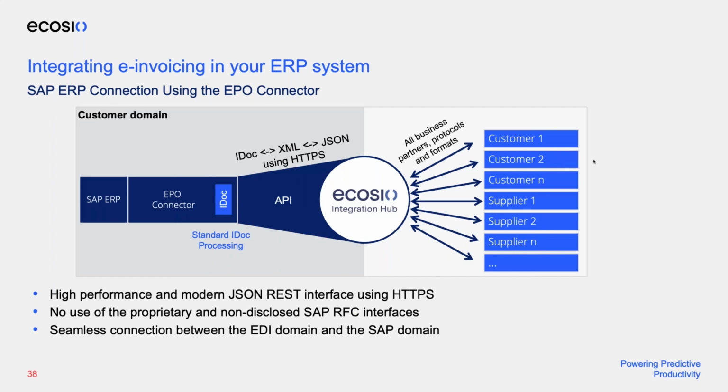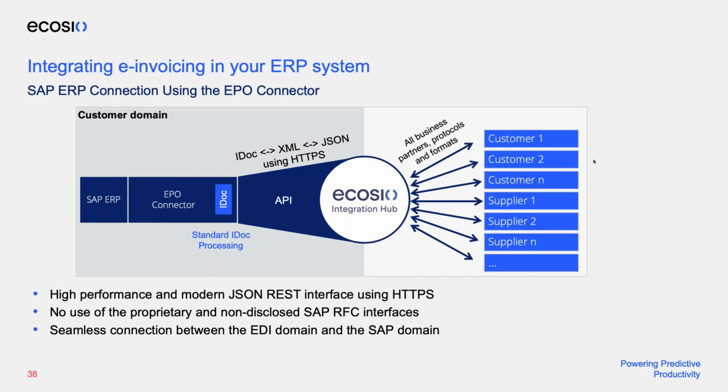Let's start with the API-driven approach. Here's an example for an SAP system where the ERP system itself communicates with the integration hub using an API, so an application programming interface, allowing to seamlessly exchange e-invoicing information with the central integration hub. In this case, a high-performance and modern JSON REST interface is used using HTTPS, and no use of the proprietary and non-disclosed RFC interfaces is being used. And you do have a seamless connection between the EDI domain and the SAP domain.